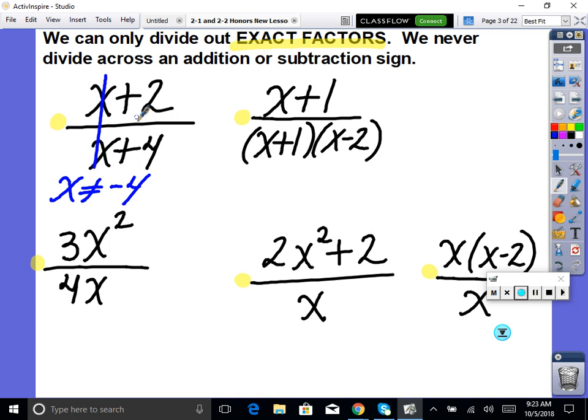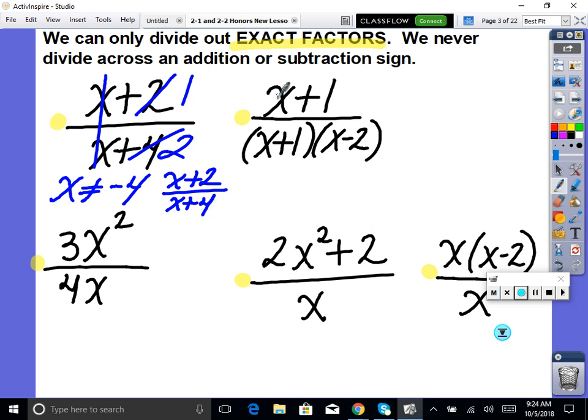Do you see what I mean by that? You can't say 2 and 4 divide out. That becomes 1 over 2. You just divide it across an addition sign. It can't happen. That is really bad. So literally that did not simplify, guys. X plus 2 over x plus 4 did not simplify. Nothing could divide out. We can divide across multiplication signs, however.